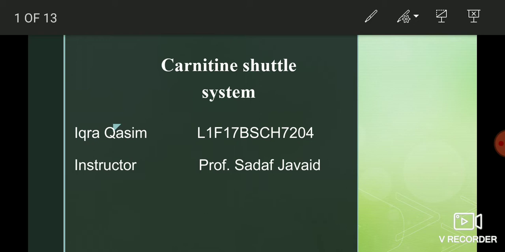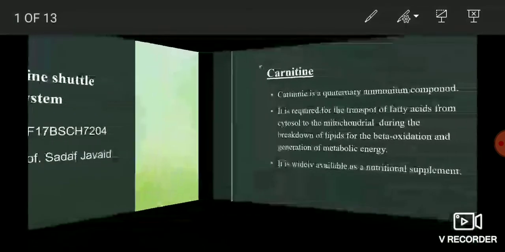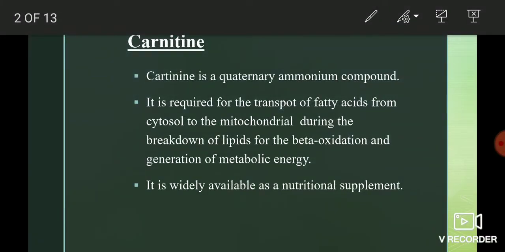So I'm gonna talk about the pre-process of utilization of fatty acids. Not about the utilization of fatty acid, but there is a very important pathway which leads this utilization of fatty acids. And this pathway is called Carnitine Shuttle pathway. So what is carnitine? It's an ammonium compound and it plays a vital role in transport of fatty acid from cytosol to mitochondrial matrix for the generation of energy.